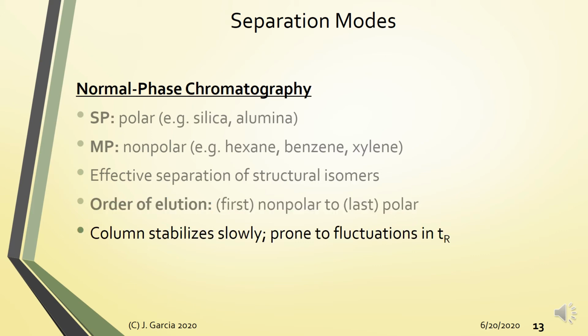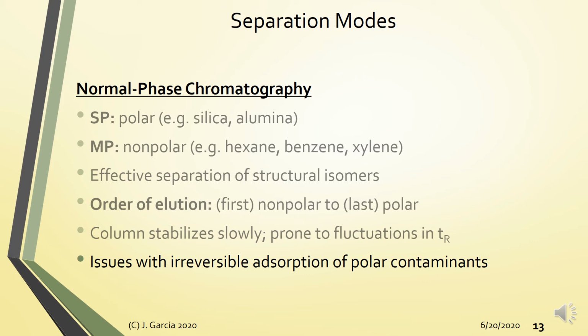One disadvantage is that the column stabilizes slowly. It is also prone to fluctuations in retention time because of the stronger polar interactions with the stationary phase, and because of the polarity of the stationary phase, there can be issues with irreversible adsorption of polar contaminants. So in short, you can expect shorter column life for normal phase chromatography.